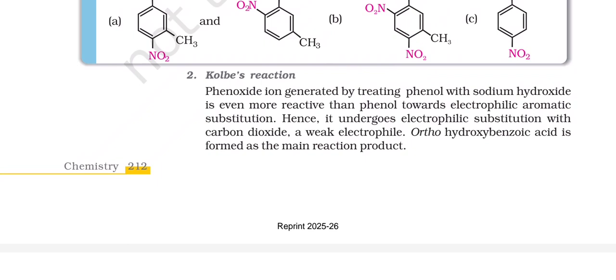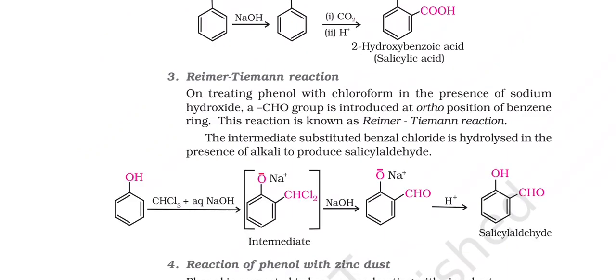Kolbe's reaction. The phenoxide ion generated by treating phenol with sodium hydroxide is even more reactive than phenol toward electrophilic aromatic substitution. Hence, it undergoes electrophilic substitution with carbon dioxide, a weak electrophile. Ortho-hydroxybenzoic acid is formed as the main reaction product.